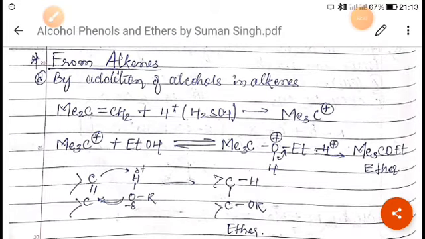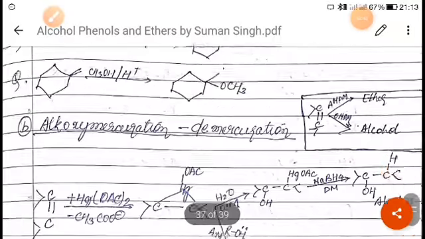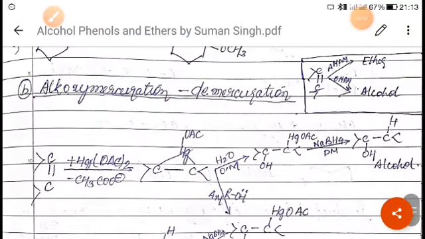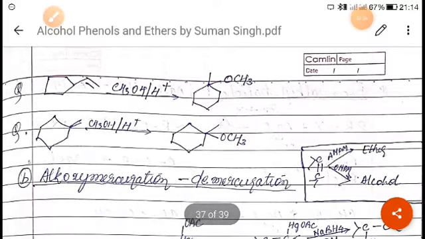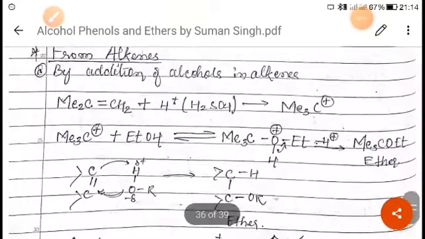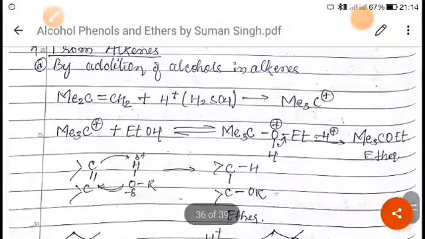So when we talk about the preparation of ethers from alkenes, there are two processes: the addition of alcohol to alkene, and the second process is oxymercuration and demercuration. We have done this in the previous chapter, right? And in haloalkanes and haloarenes also. Oxymercuration and demercuration in the preparation of alcohol also we have done. So we will see here the addition of alcohol to alkene.